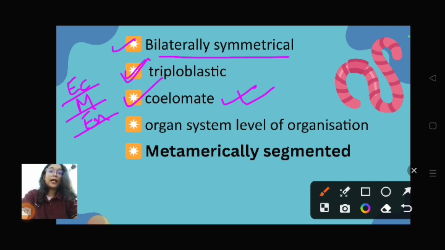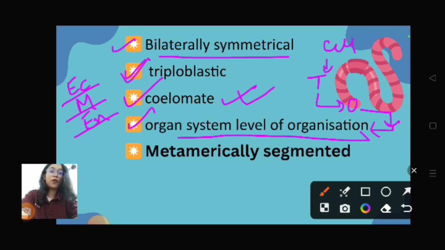Okay, they are having organ system level of organization, means from cells they group together to form tissues, and after that the tissues group together to form the organs, and the organs hold together to form your organ system. So they are having organ system level of organization, the last level of organization.